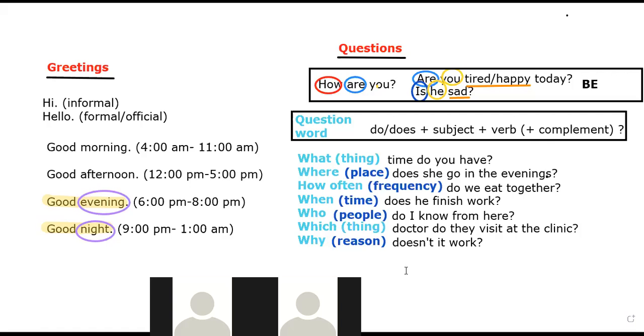Okay, good. So what we're going to do right now is create questions. I want you to create one question for each one of these question words: what, where, how often, when, who, which, and why. You're going to create a question for your partner. So you can ask, what time do you, where do you, how often do you, when do you, who do you, which blah blah blah do you, why do you. Okay. So right now, create the question in your notebook. En otras palabras, vamos a crear seven questions. Siete preguntas que van a crear ahorita. Una para cada una.